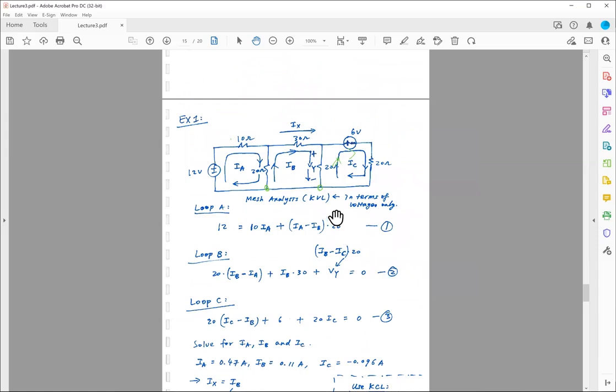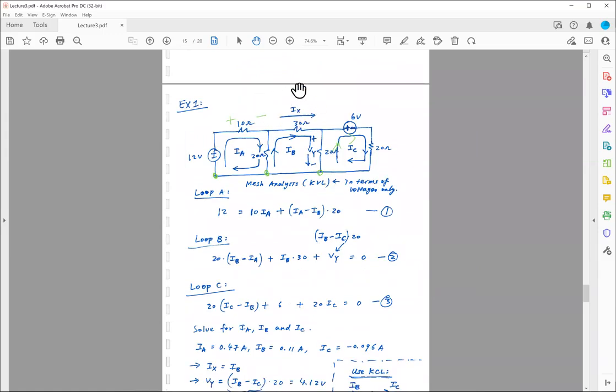So then the question is, what is IX? Okay. So IX by inspection, right? If you look at where IX is flowing, this IX is flowing through this 30 ohm resistor, which is the same as this IB current, because IB is also flowing through this 30 ohm. So we can say that IX and IB are the same. So IX is therefore equal to 0.11 amp.